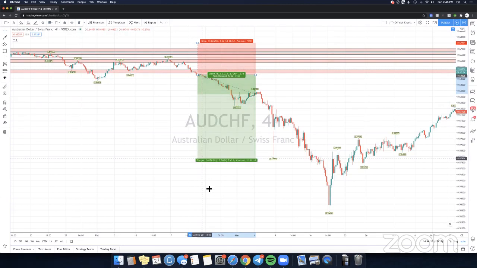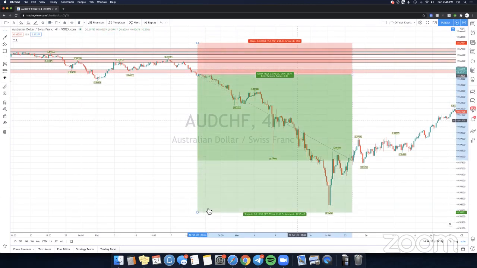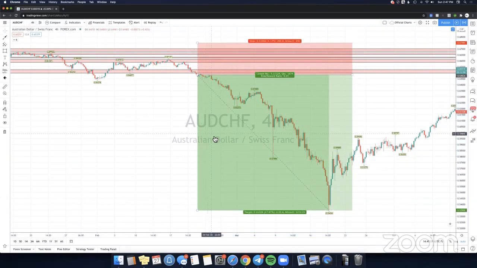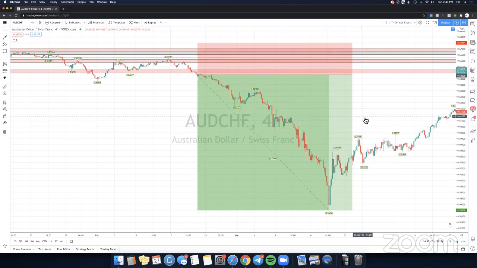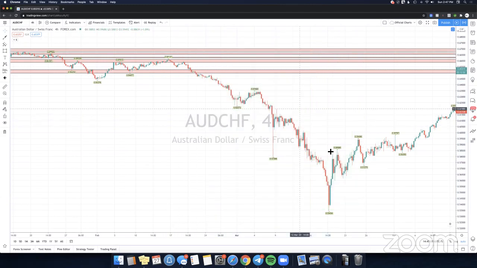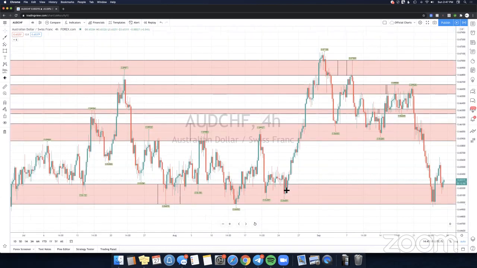Jeez, look at that. It dropped nearly over 1,000 pips. That's crazy for AUD/CHF. This is a slow pair too. It normally doesn't move that much. So this would be a good thing to look out for if it breaks below it. But there's no way we could really tell until it actually happens.